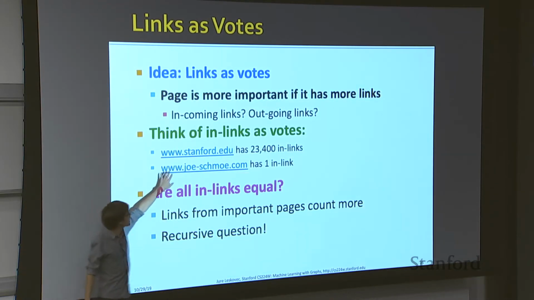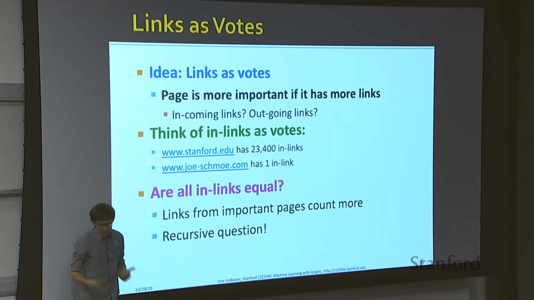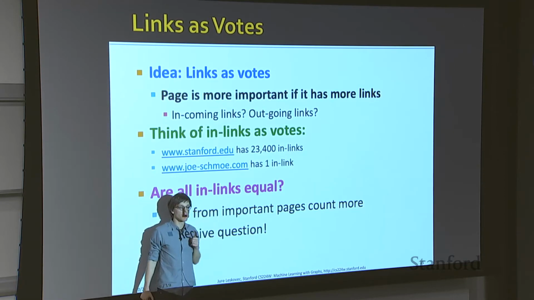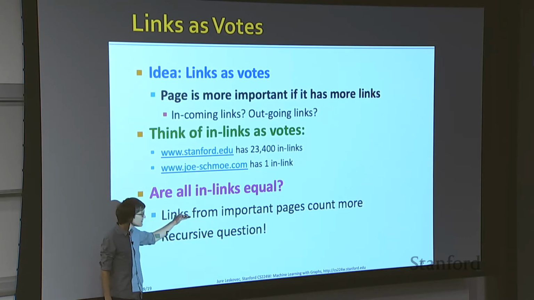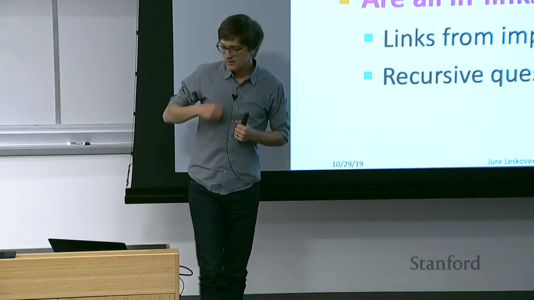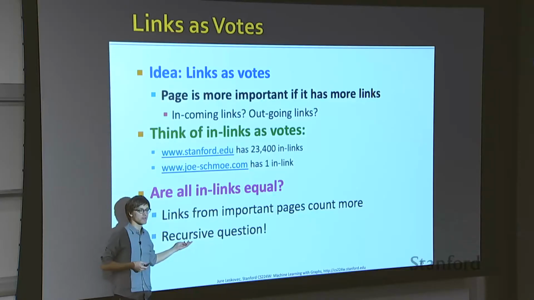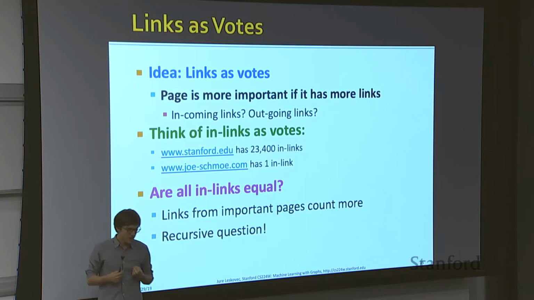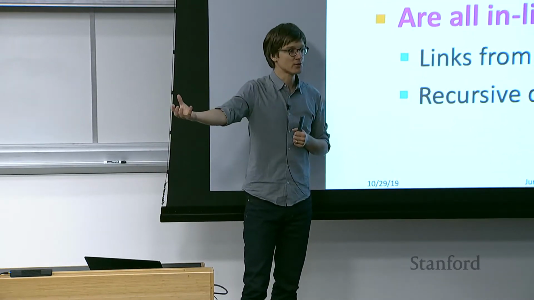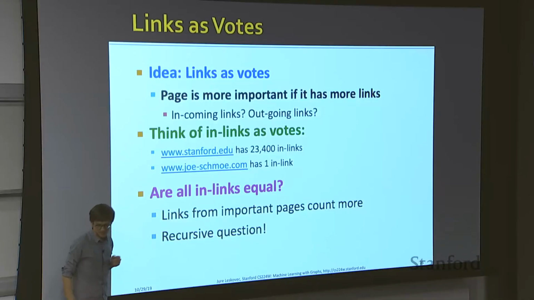Then you could say, okay, I will just do it based on the number of links that the page gets. But then you could say, not all inlinks are equal. Inlinks from important pages count more. And this is now interesting because your importance depends on the links you get, and then the importance of someone you link to depends on your own importance. This is a recursive question. My importance depends on who links to me, and someone else's importance depends on who links to them. So we need to resolve this, and I'll get to that.